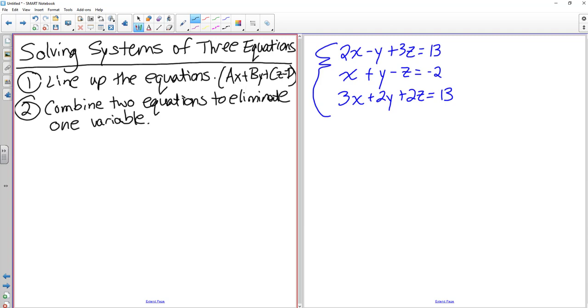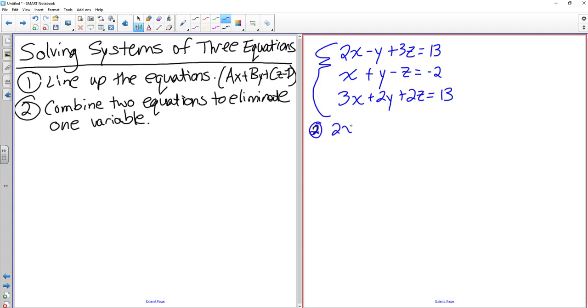Right off the bat, I'm looking at maybe y, because if I combine the first equation and the second equation right away, the y will cancel out. And when I do the 2y with something, it won't be too bad either. The other good option would be z, because notice plus 3z and plus 2z, we already have the opposite sign. So z would be a good option too. But let's do y. For step 2, right away, I can combine these two.